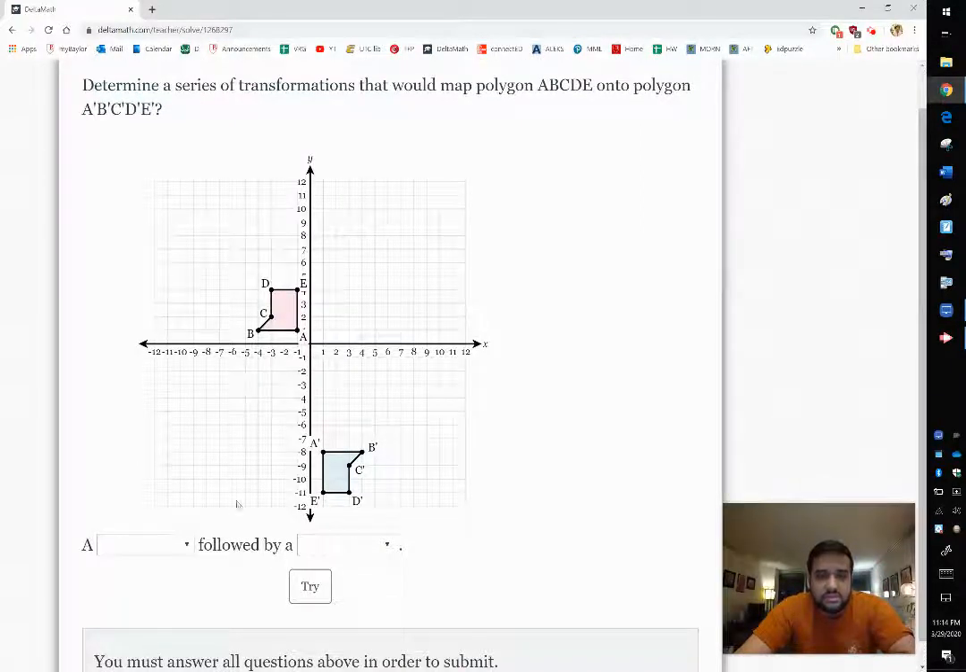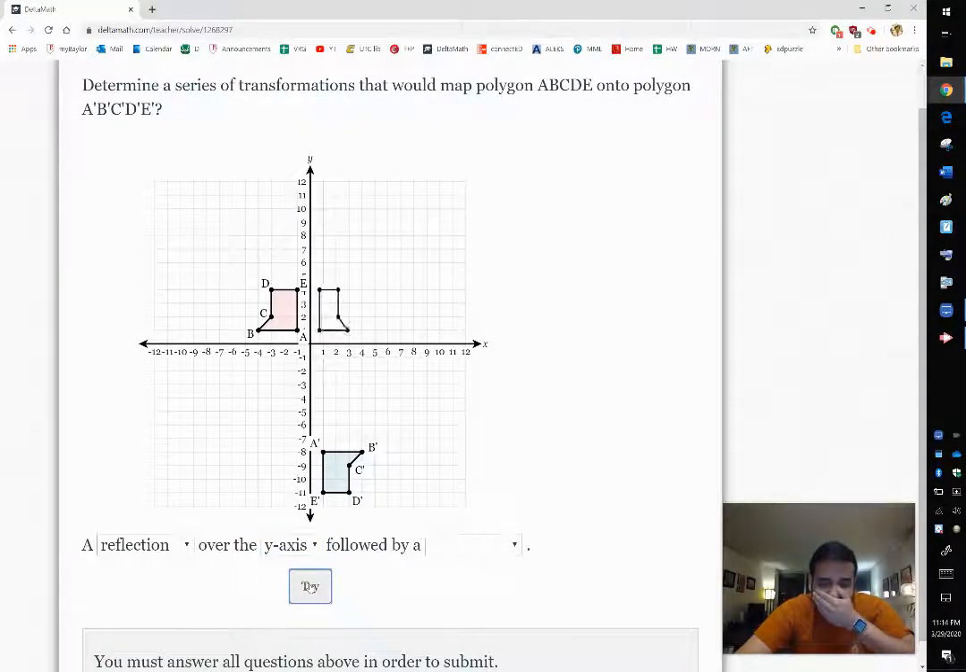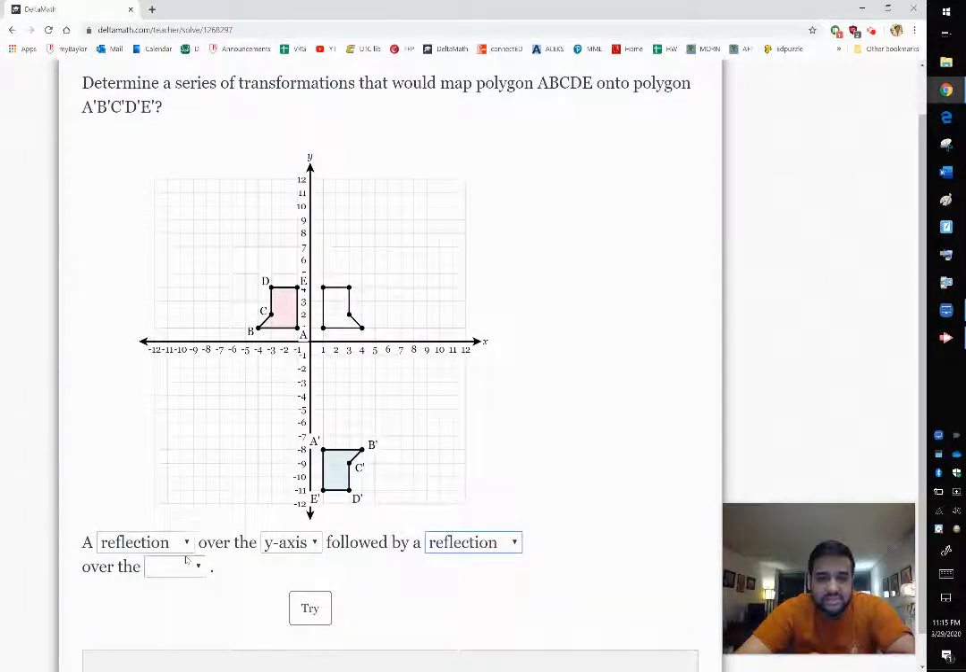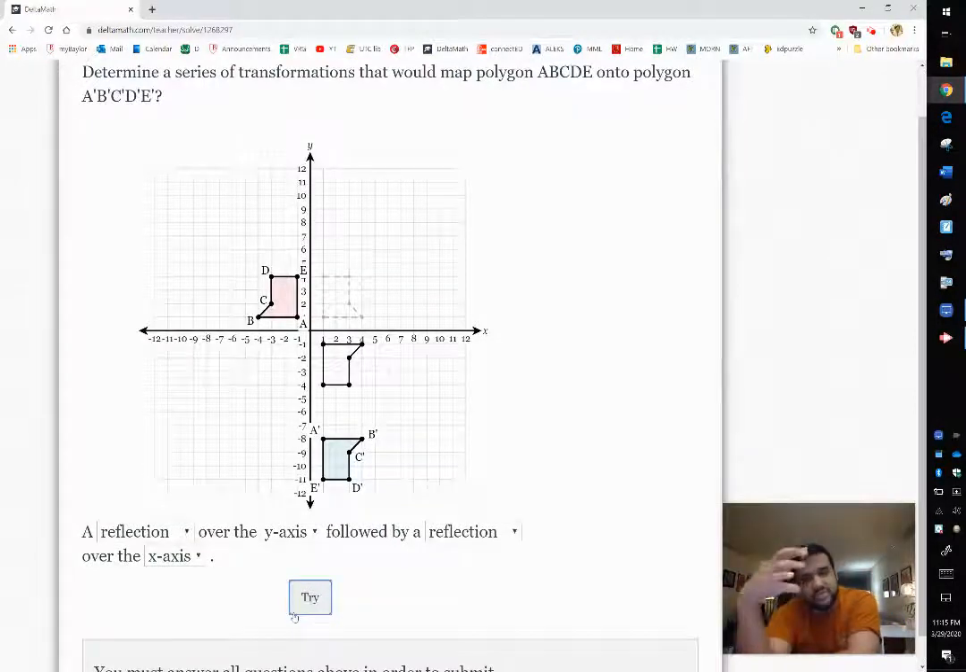All right. So once again, taking the red and putting it onto the blue, let's try a reflection across the vertical y-axis. Let's see what that does. Okay. Looks like I should probably reflect it again across the x-axis. But then I would need a translation to move it down, but I don't have that option.